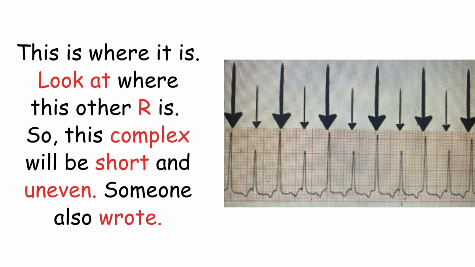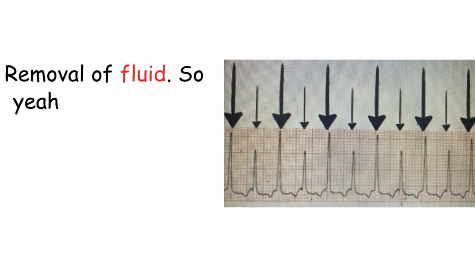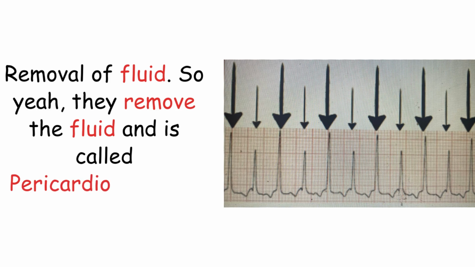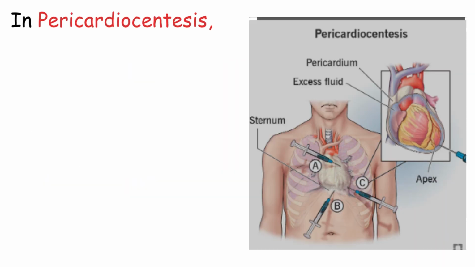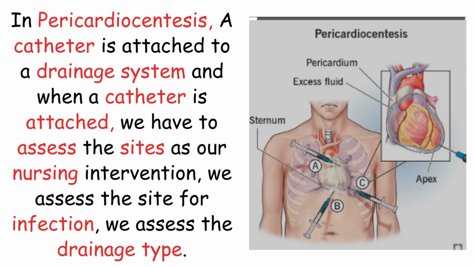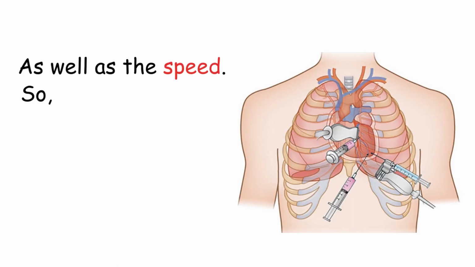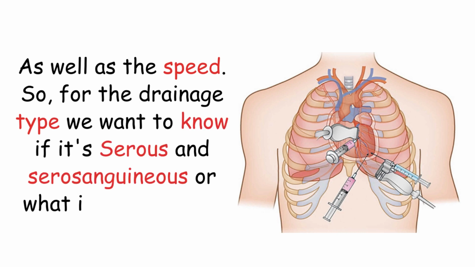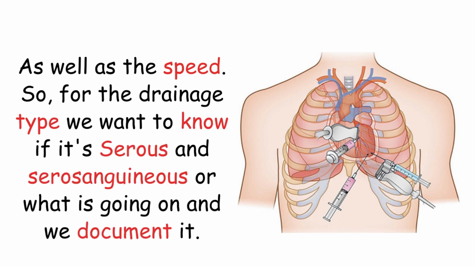Someone also wrote removal of fluid. So yeah, they remove the fluid and it's called pericardiocentesis. In pericardiocentesis, a catheter is attached to a drainage system. And when a catheter is attached, we have to assess the site as our nursing intervention. We assess the site for infection. We assess the drainage type as well as the speed. So for the drainage type, we want to know if it's serous or sanguineous or what is going on, and we document it.